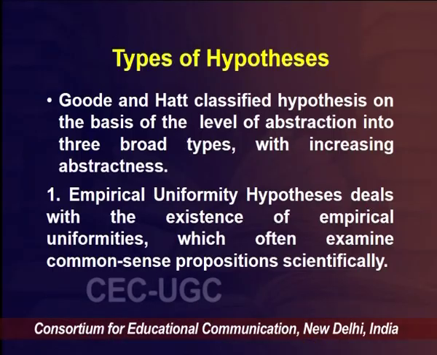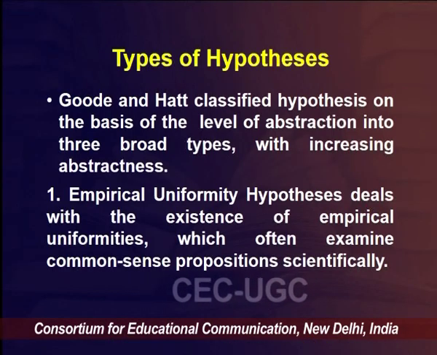Now, this classification of hypothesis is based on the level of abstraction. Abstraction means that we are only picking out and focusing on some of the important elements, and there are a lot of elements which can be hidden. So, the three types are in descending order. The first has the highest level of abstraction and then it goes down to the second and third.